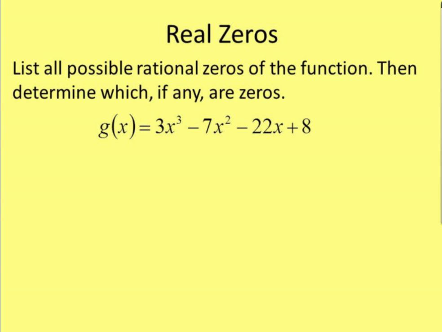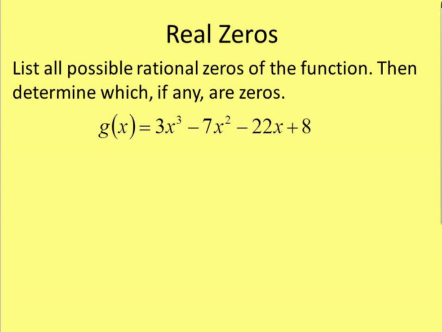So we're going to continue listing all of our possible rational zeros, but then we're actually going to determine which, if any of them, are zeros of our function. And to test to see if they are zeros, we can actually use synthetic substitution that we used in a previous section in this chapter.